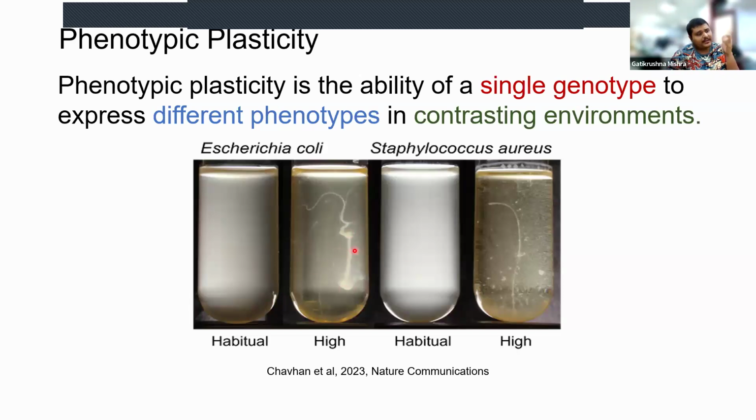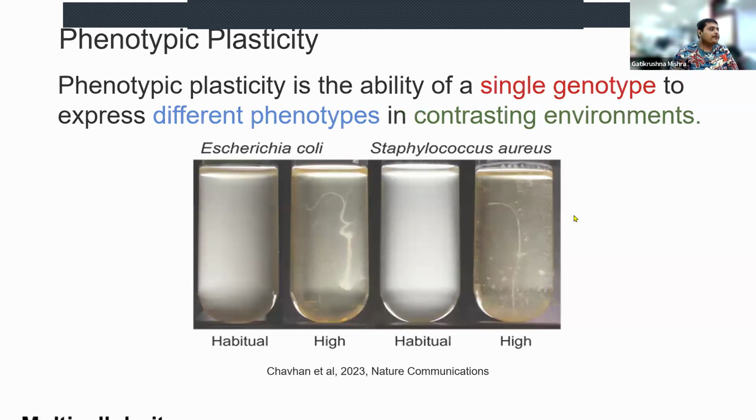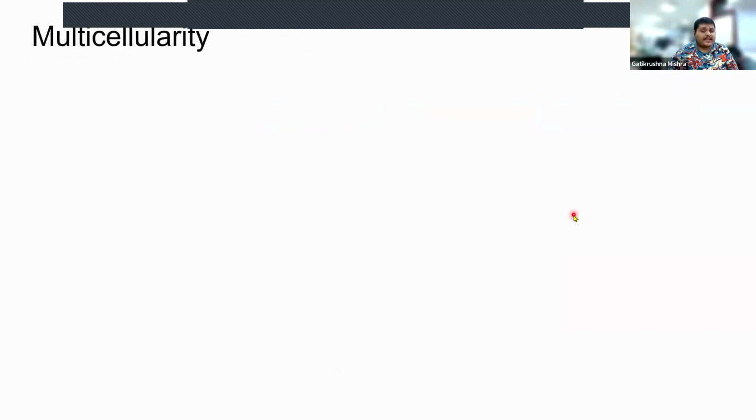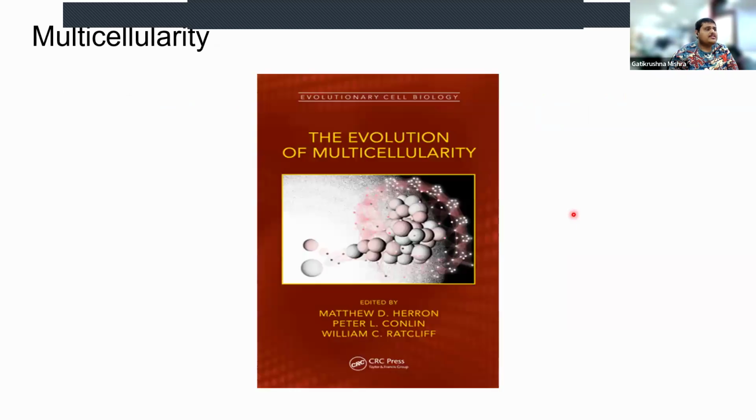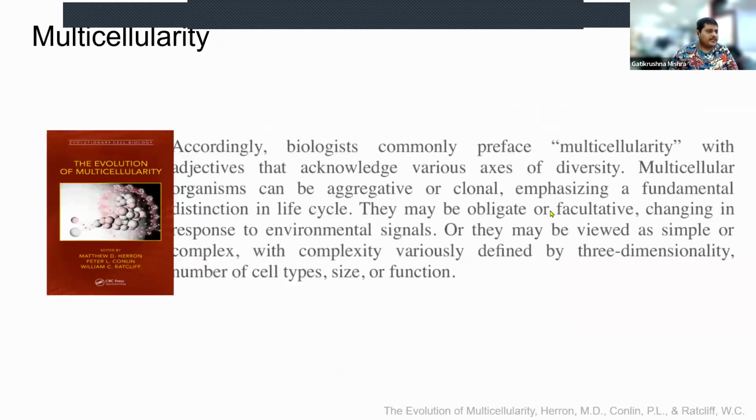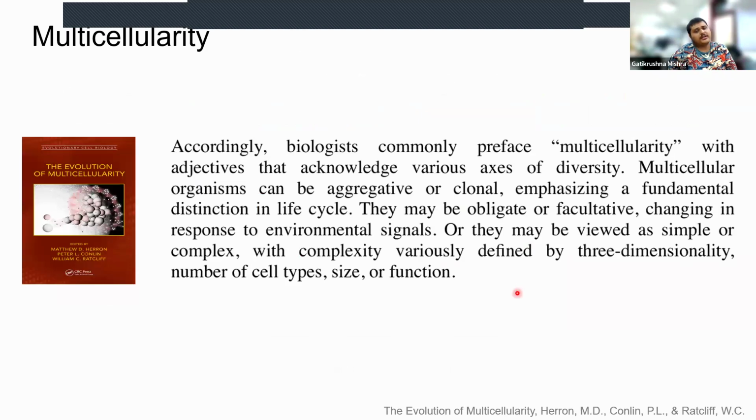How do we know there are bacteria in these clusters? We fish out the cluster, we wash them with fresh media, we vortex them in fresh media and then plate it, and we still get bacteria. So we know that these clusters definitely have bacteria. So what do I exactly mean by multicellularity? According to the book Evolution of Multicellularity, the definition of multicellularity is context dependent.